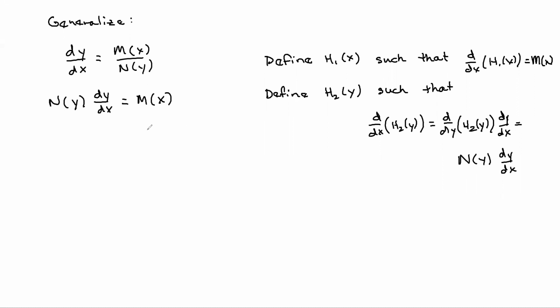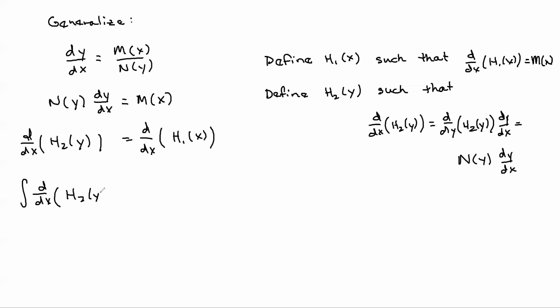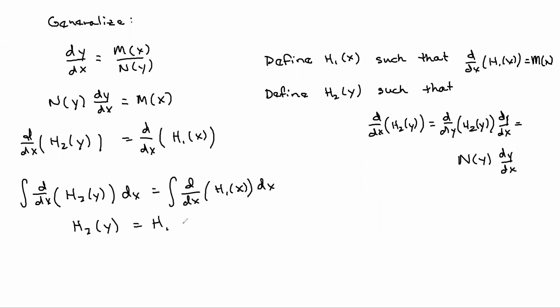And that enables us to rewrite this side as the derivative with respect to x of h1 of x, and this side as the derivative with respect to x of h2 of y. Then we can integrate both sides with respect to x, that's an important detail there. And if you find the antiderivative of a derivative, it's going to be the function itself, plus c, and we get h2 of y minus h1 of x equals c.